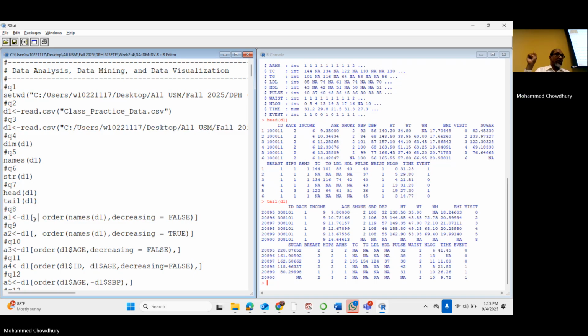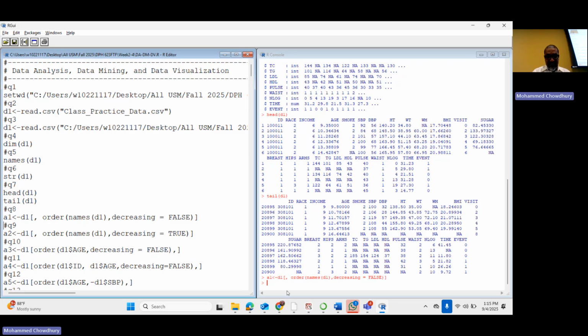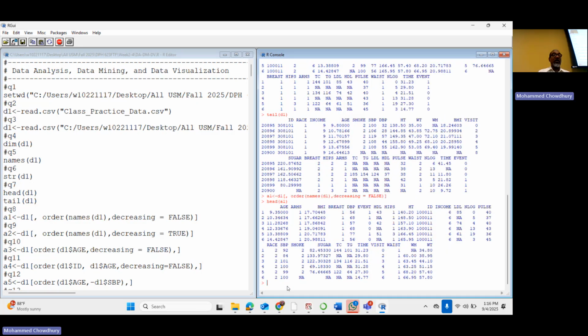Understand, right? So now let me run it and see how it looks. A1, after running this, if you take a look at the head of A1, it is coming now in alphabetical order, right? The names are in alphabetical order, right? Are you understanding? Now I want to do it in alphabetically descending order.